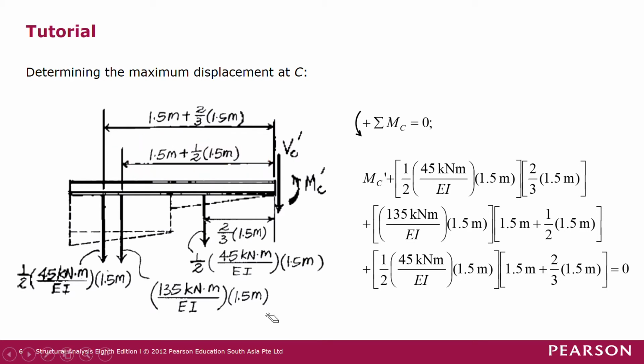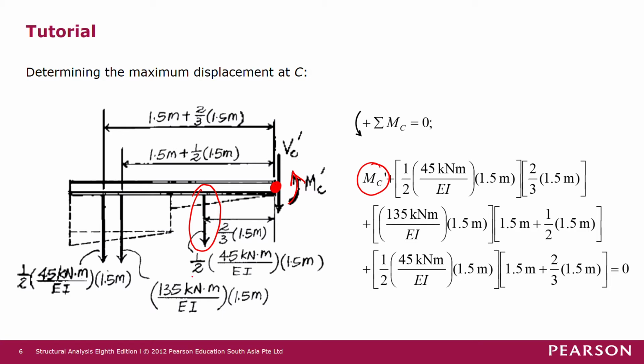To get the displacement at C, we calculate the moment at C prime, MC prime. We sum moment at this point here. When we sum moment, MC prime is a counterclockwise moment, so it's positive MC prime. And then we have a moment due to this force, which is also counterclockwise with respect to C prime.